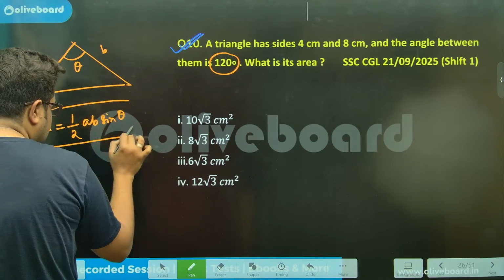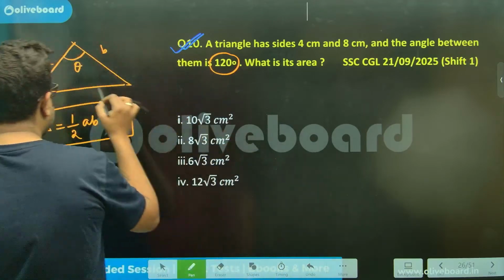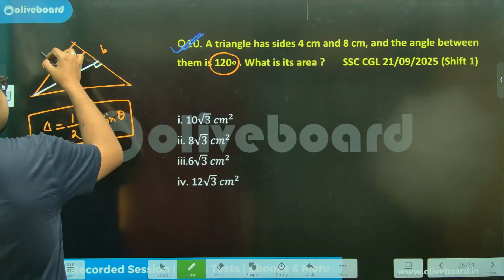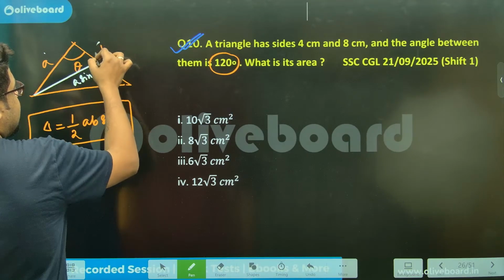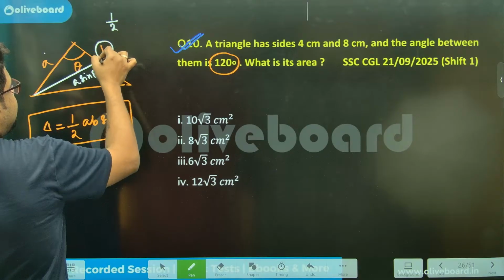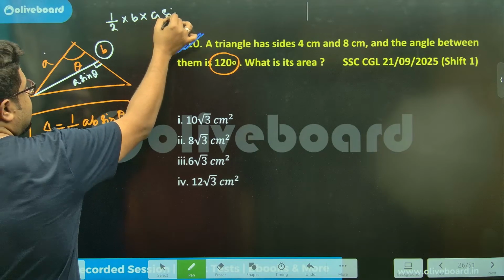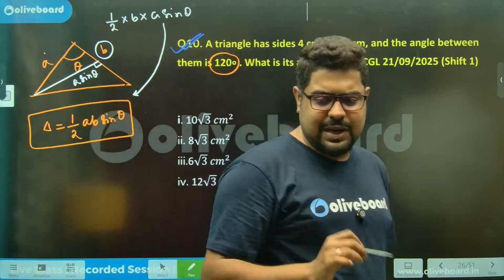Now, if you don't know how this comes, I'm showing you. Just drop a perpendicular right here. If this is A, this will be A sine theta. Now again, take the area: half into base, base is B, height is A sine theta. The next line you get is this. Again, a simple line.